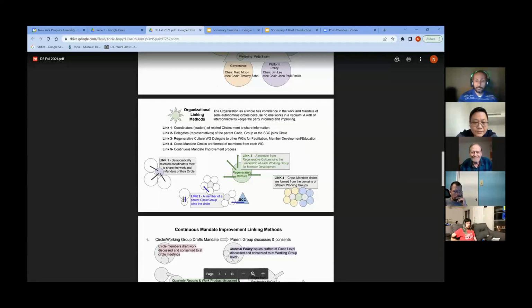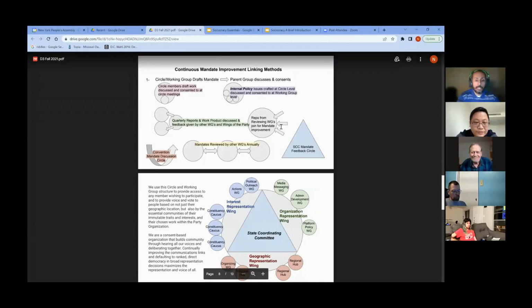This is a very comprehensive thing, so I'm just skipping through a lot of it because I don't want to take my time. Okay, so you've got the continuous mandate improvement linking methods, circle working groups, draft mandates, parent group discusses and consents. And you've got quarterly reports, reviewing the joint mandate improvement, convention mandate of circle, mandates reviewed by other working groups annually, and SC mandate feedback circle.